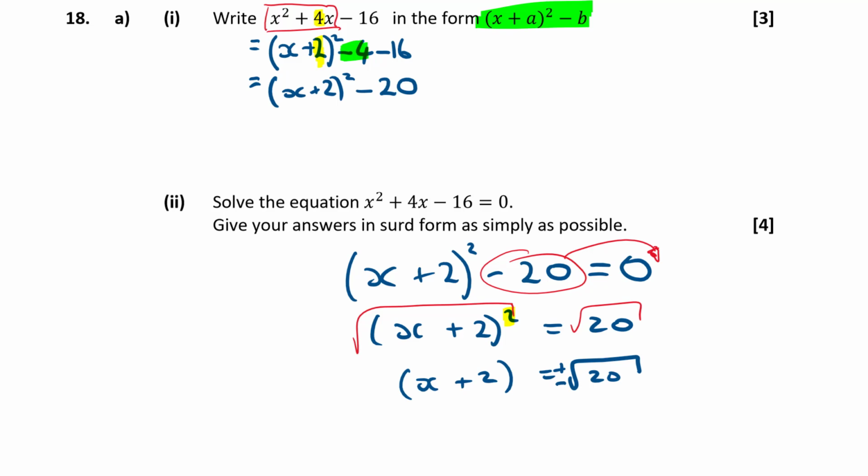The last thing I need to do here is to deal with this plus 2 over here. I just need to subtract 2 from both sides, and I have the result of kind of moving it over the equal sign. So subtracting 2 from both sides, it's going to give me x equals negative 2, because plus 2 on one side becomes negative 2 on the other, plus or minus the root of 20.